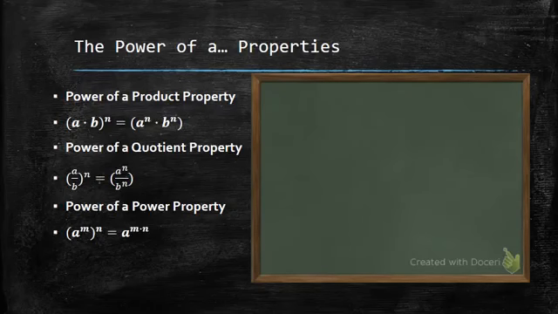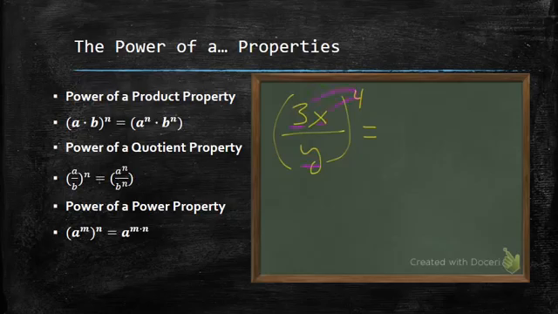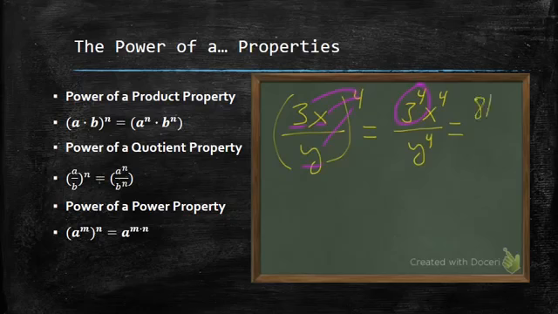Let's do one more. If you had an example such as 3x over y, all to the 4th power, 3 bases, the exponent goes to all of them. 3 to the 4th times x to the 4th over y to the 4th. Simplify that: 3 to the 4th is going to be 81, x to the 4th over y to the 4th.